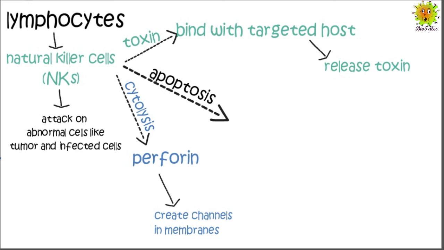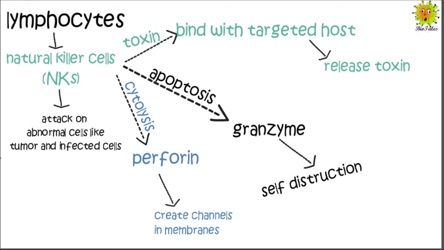The third method is apoptosis. Some other granules of the natural killer cell release an enzyme called granzyme. These granzymes are actually protein digesting enzymes. These protein digesting enzymes induce the host target cell to undergo self-destruction, which is called apoptosis.